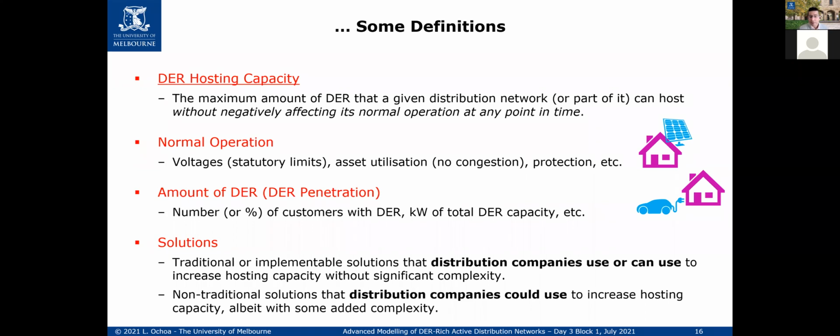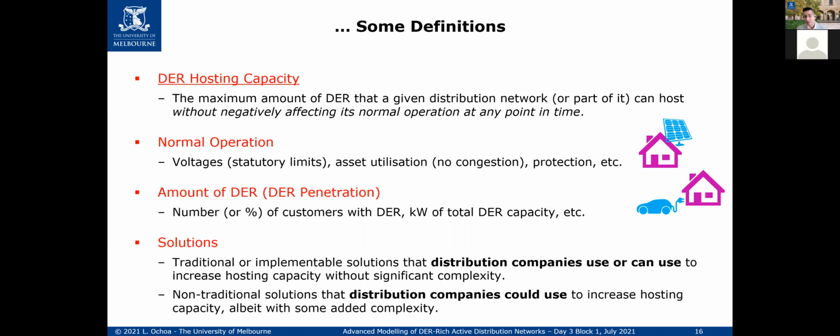It can be the number of distributed energy resources, as devices in the corresponding network they are assessing. It can be the percentage of customers with that technology. It can be the kilowatts of the total DR capacity. It can be many things. So that needs to be defined as well. And when I refer to solutions, I will refer to traditional and non-traditional solutions as well.